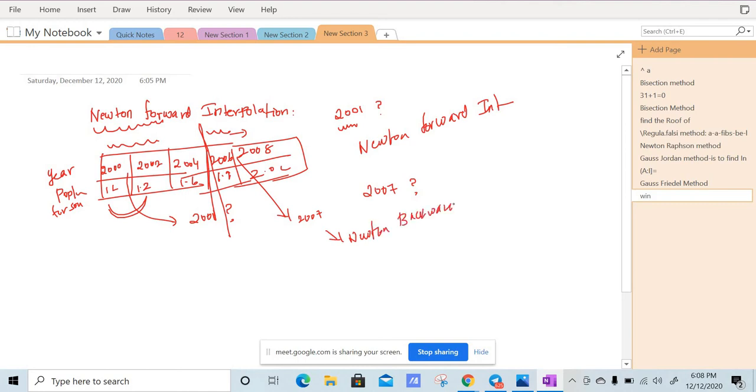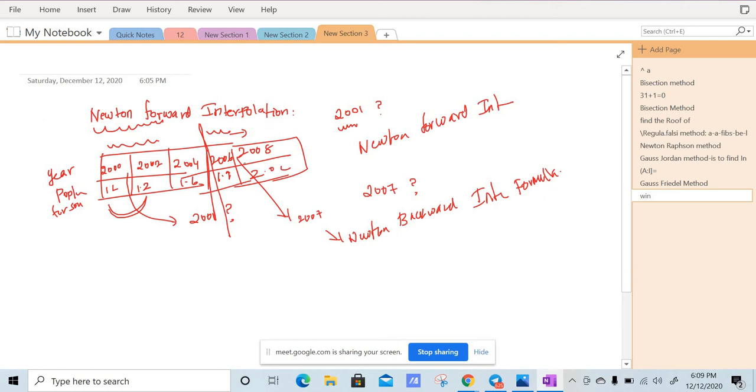Both are the same idea. If the data they are asking for lies in the first part, you use the Newton forward interpolation formula. If it lies in the second part, you use the Newton backward interpolation formula. You get a more accurate result with forward interpolation when the asked data lies in the beginning of the table, and with backward interpolation when your unknown data lies in the second part of the table. So this is the introduction to Newton's forward and backward interpolation formula.